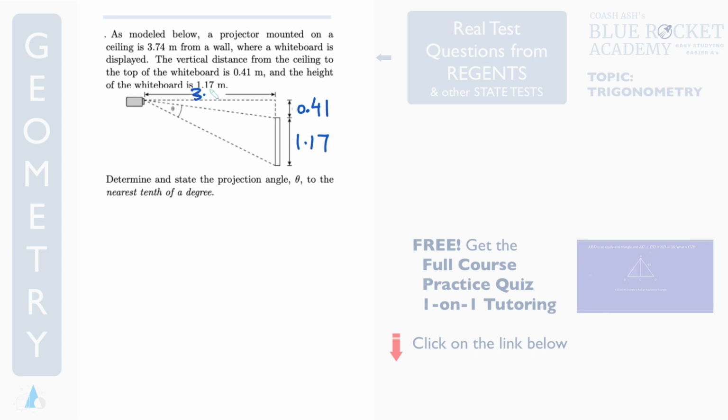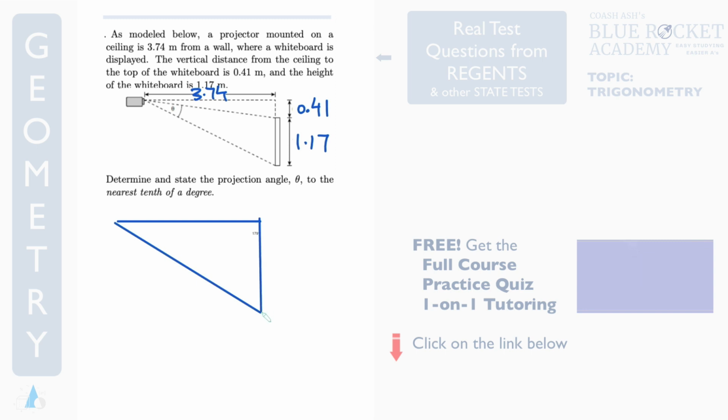It's 3.74. With these three lengths, you want to find out this angle. So how do you find this angle? The first thing is you want to find this bigger angle here. Then you find this smaller angle here, and you subtract them to get your answer. So let's try to find this bigger angle. I'm just going to draw this over here so it's easier to see.